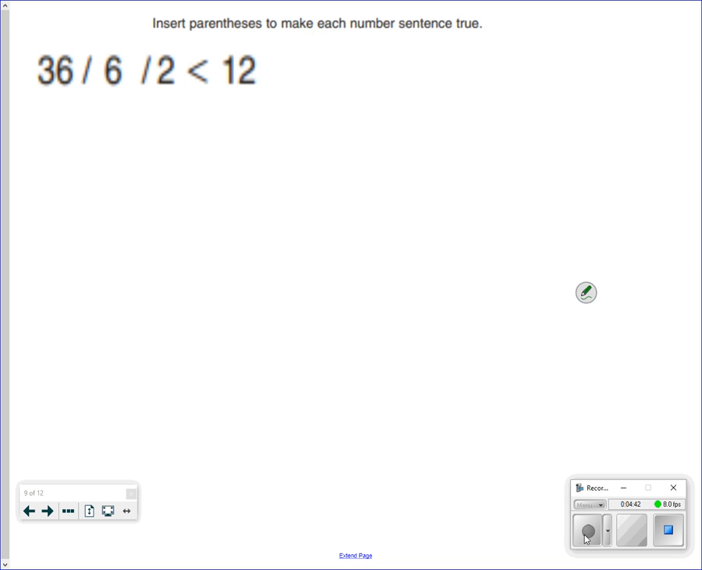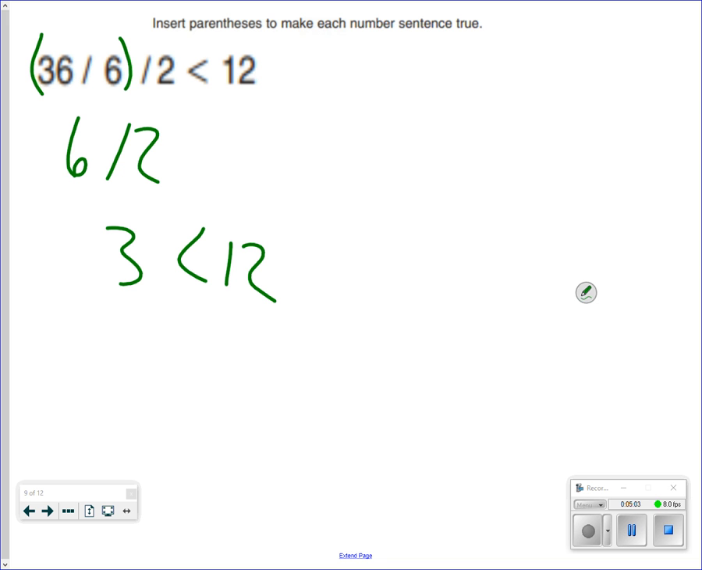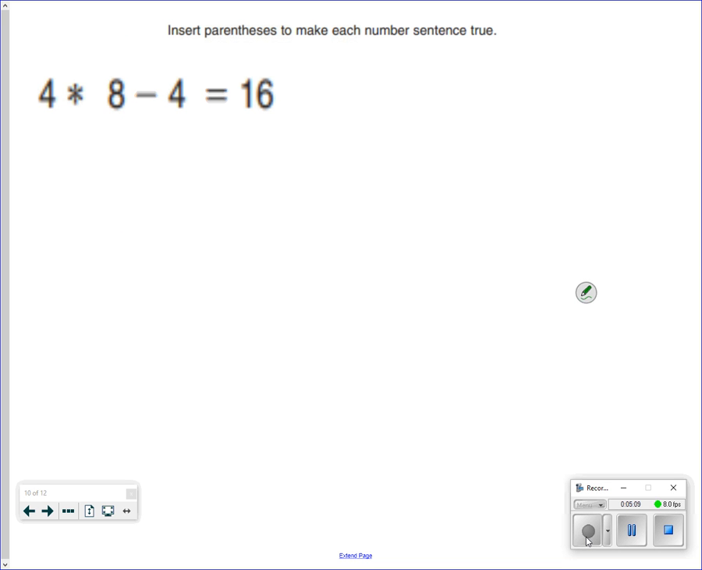Next problem. We have to get the left side smaller than 12. Well, if I divide here, I'm going to get 3. 36 divided by 3 would be 13. That's not right. So what if I divide the big number, 36 divided by 6? That equals 6. Divided by 2, I get 3. That is less than 12. That's where I would insert the parentheses. Next problem. 4 times 8 is 32 minus 4 doesn't equal 16. I have to get to 16. I have to go 4 times 4. So 4 times 8 minus 4 is 4, and that equals 16. That's where I would insert the parentheses.